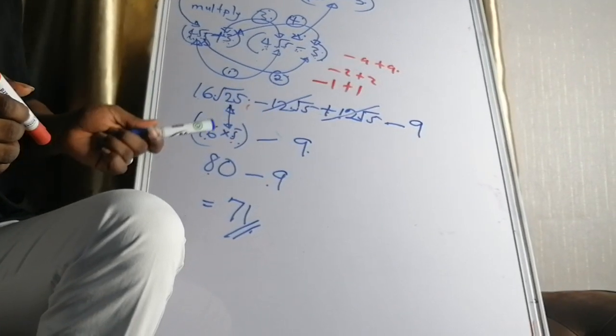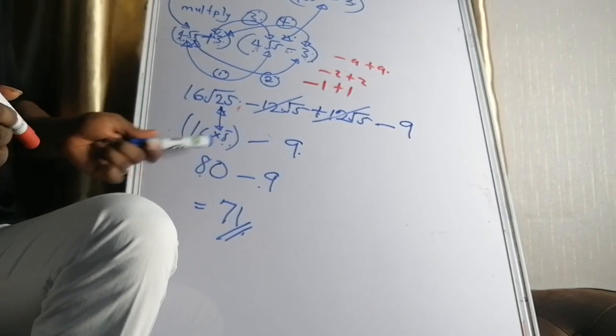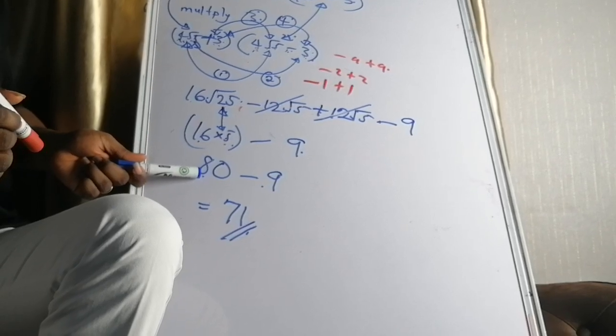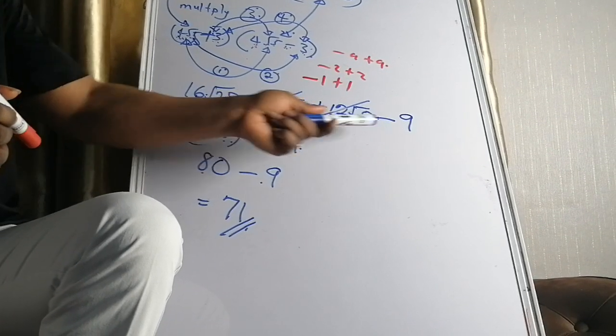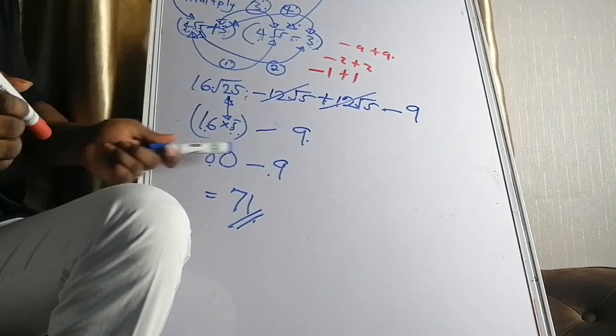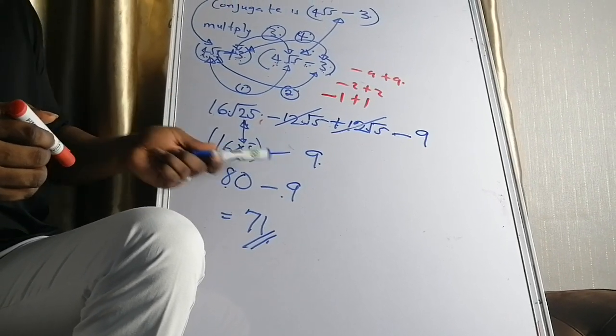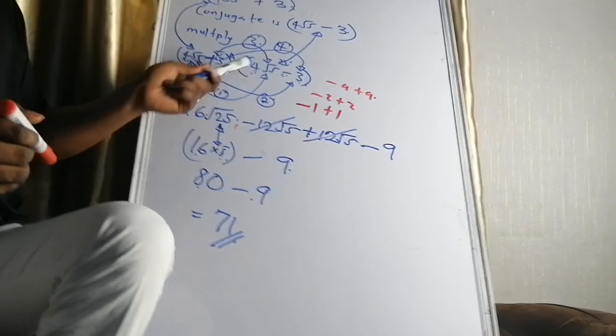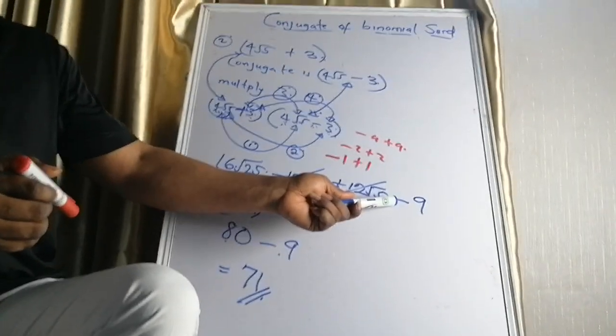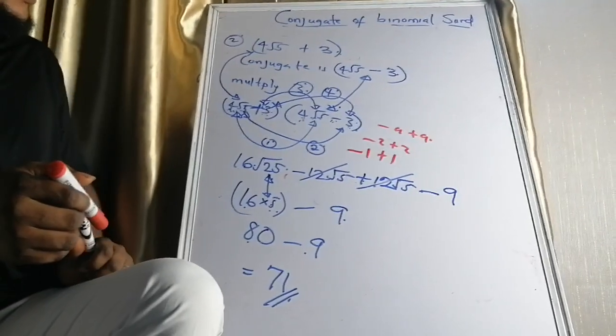So they cancel. So now we have 16 times 5 will give you what? 80 here. Then minus the 9 that you have here. So that will give you 71. Don't forget, we got this minus because plus times minus is what? Minus. So, and I hope that this is clear.